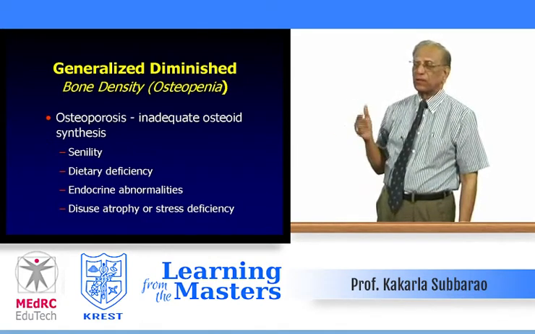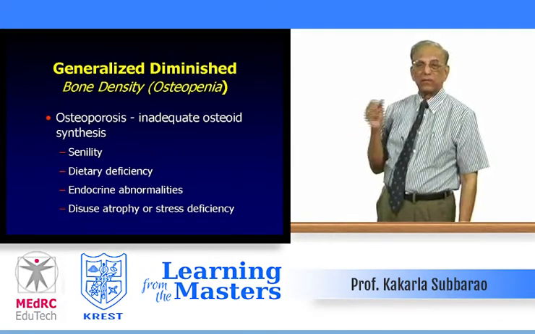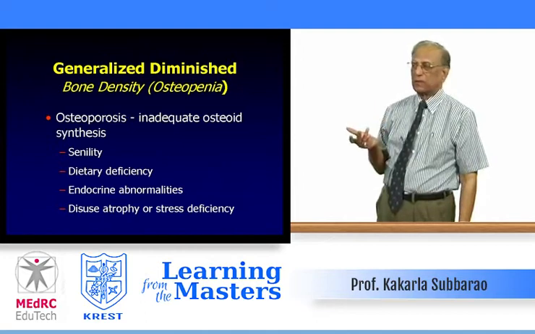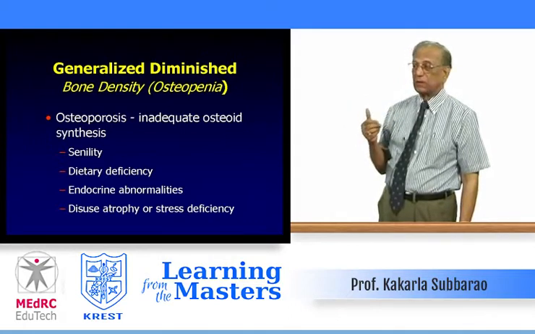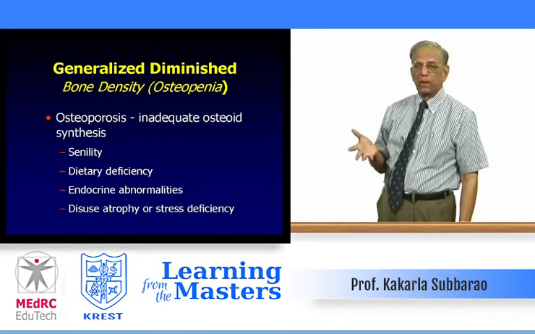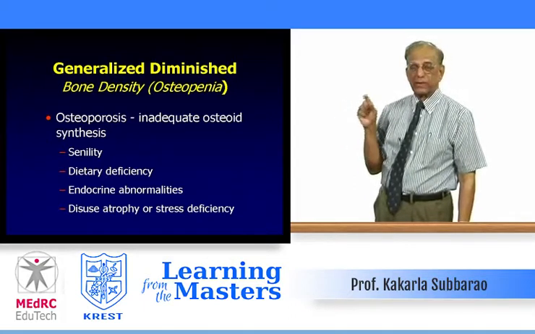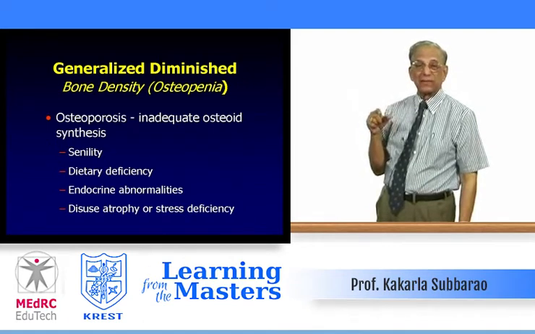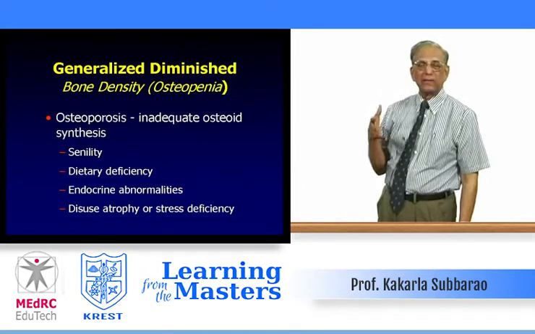Osteoporosis: inadequate osteoid synthesis, protein deficiency. Senility, one of the causes. Dietary deficiency, lack of protein intake. Endocrine abnormalities, such as Cushing's, hyperparathyroidism, you can get. Disuse atrophy and stress deficiency. You see, this I'm stressing, that's why the importance of exercise in older people. Because of muscular activity, the bones also pick up protein and we will be less osteoporotic.